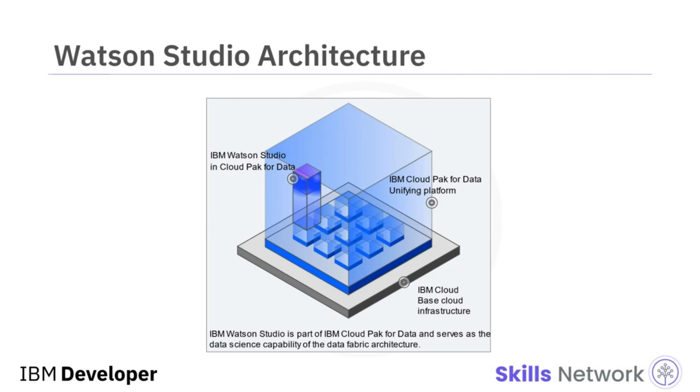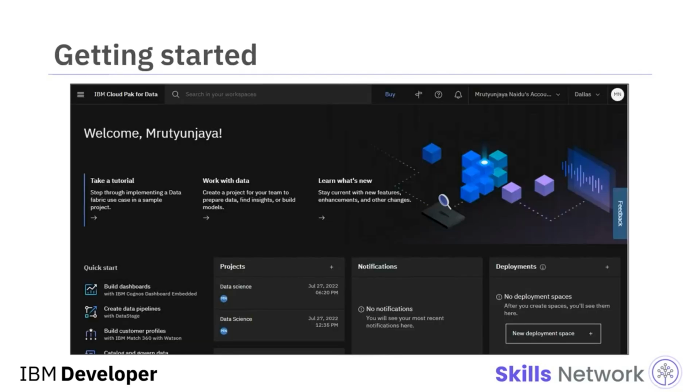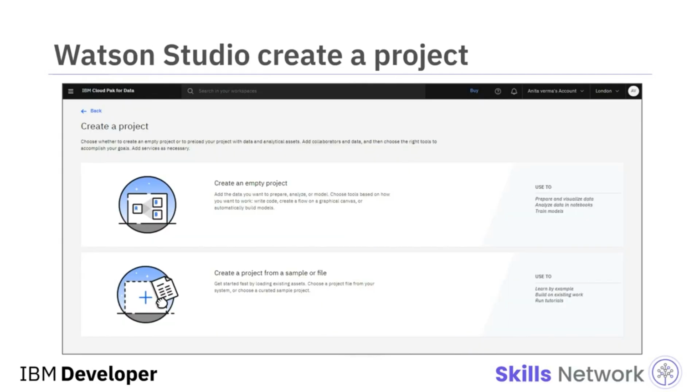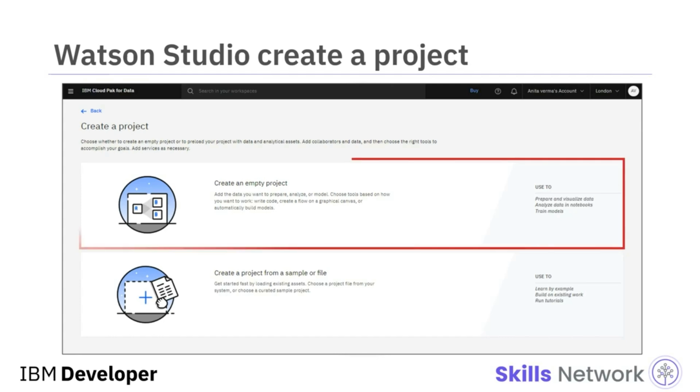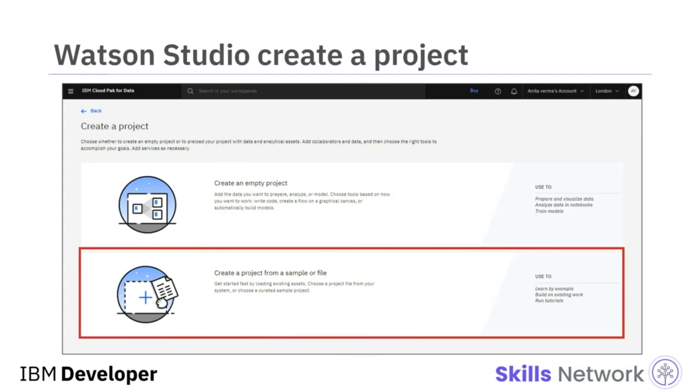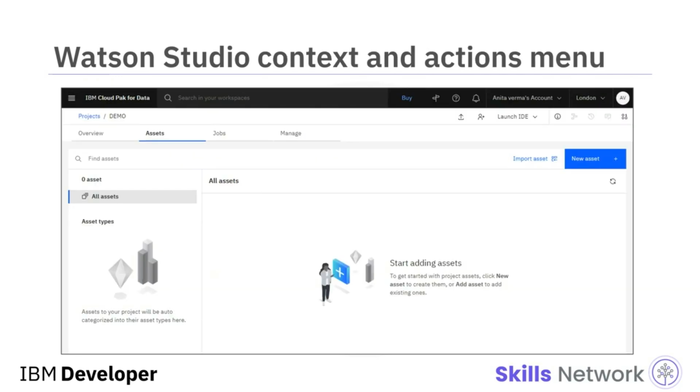One of the core services in Cloud Pak for Data, Watson Studio Architecture, is centered around the project. To create a project, select Work with Data from the Cloud Pak for Data homepage. The Create a Project pop-up will appear with options to create an empty project or create a project from a sample or file. Now, when you click Create an Empty Project, this page loads. Here, you can manage all your projects.